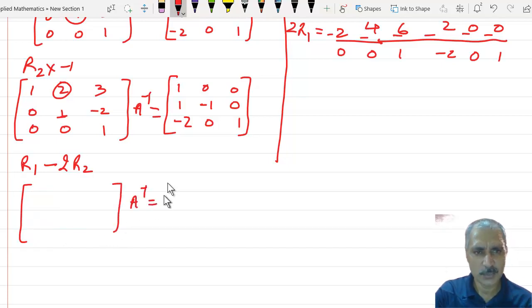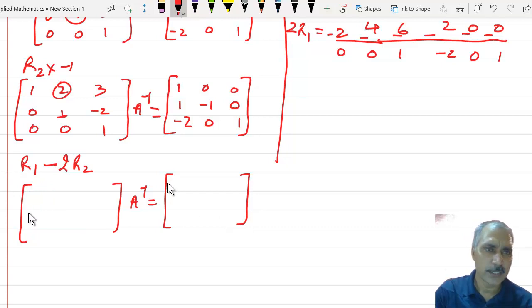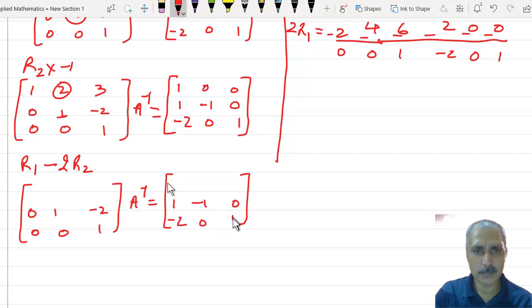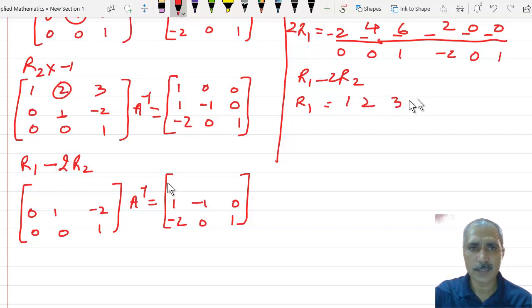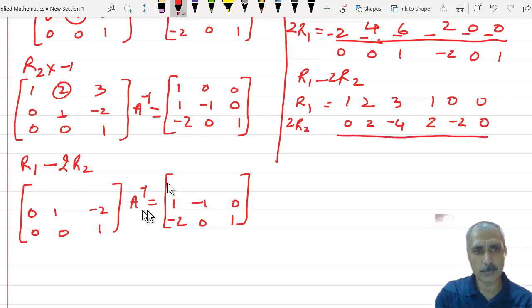R1 is changing. So R2 and R3 will remain as it is. We will be doing copy paste for R2 and R3. It is going to be 0, 1, minus 2, 1, minus 1, 0, 0, 0, 1, minus 2, 0 and 1. Now here we are going to do the operation. The operation is R1 minus 2 times R2. R1 elements are 1, 2, 3. Right side is 1, 0 and 0. And 2 R2: we will multiply the R2 elements by 2. It will become 0, 2, minus 4 and 2, minus 2 and 0. We have multiplied all the elements of the second row by 2 and written here.